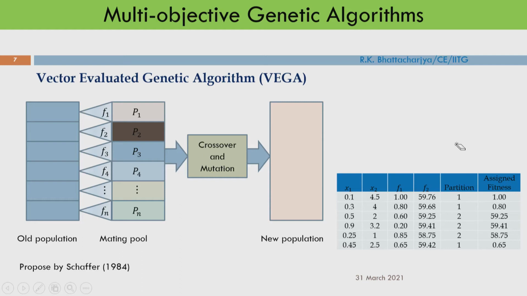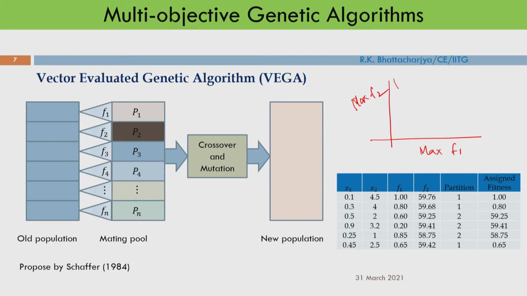Now, let us modify this simple genetic algorithm and try to solve a multi-objective optimization problem. What is our objective? In this case, the objective is to find the non-dominated solutions. Suppose I have an optimization problem where I would like to maximize f1 and maximize f2. So, I have two objectives.